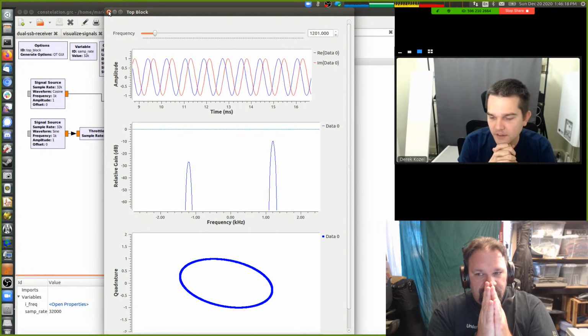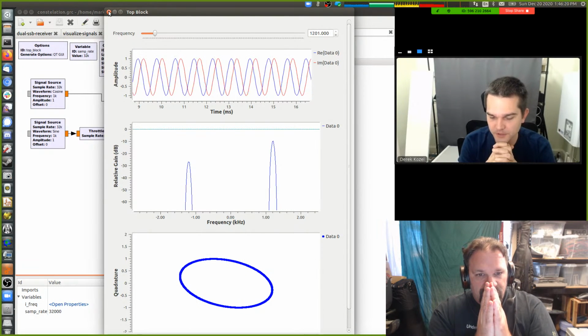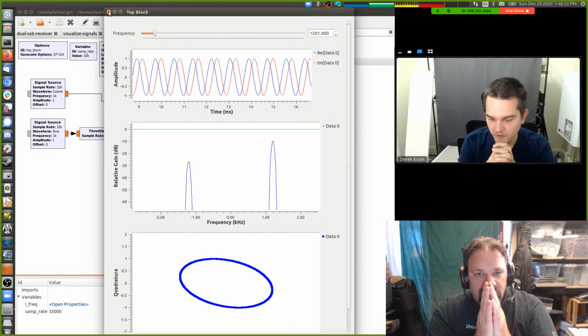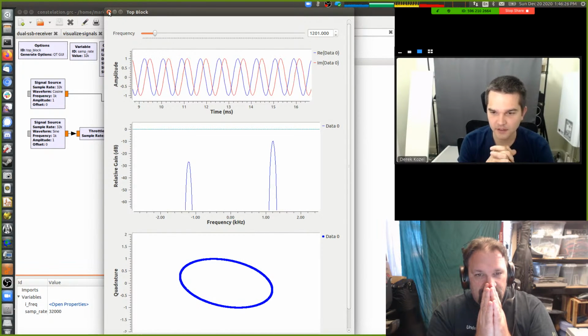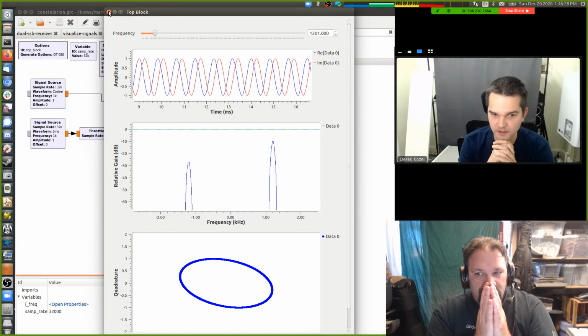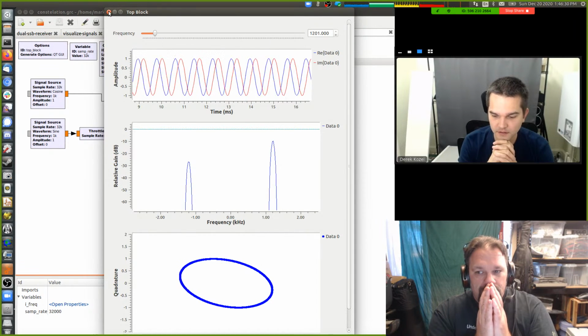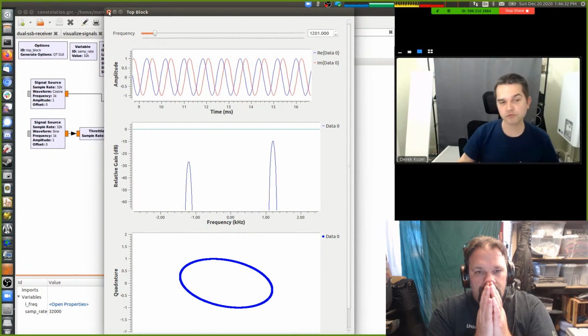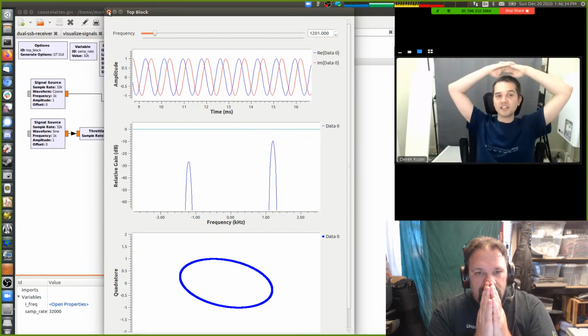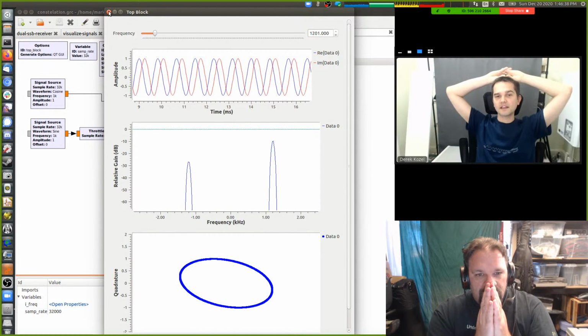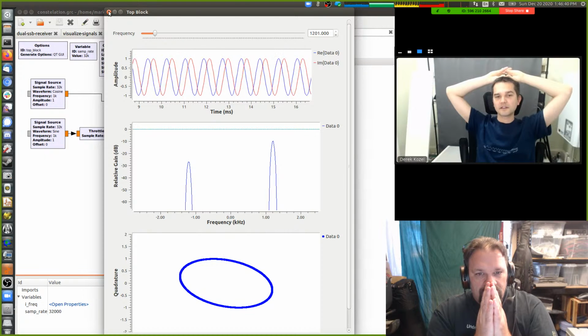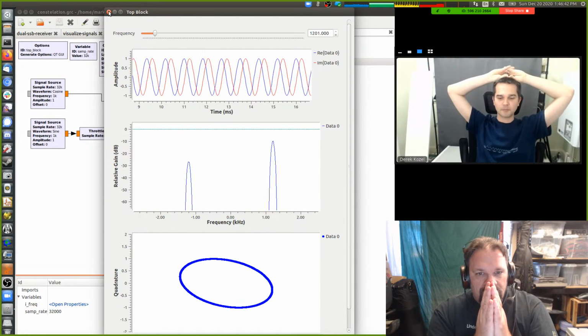What do you want to see here? So a pure sine wave, a pure frequency component. We can run a pure sine wave into an IQ demod and look at what we get in the output.